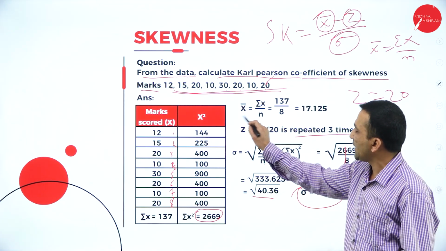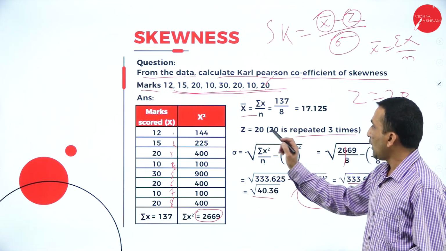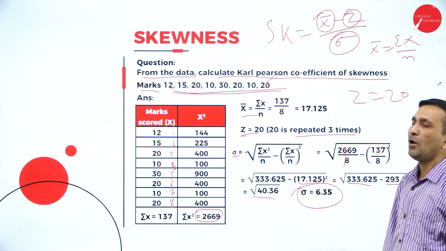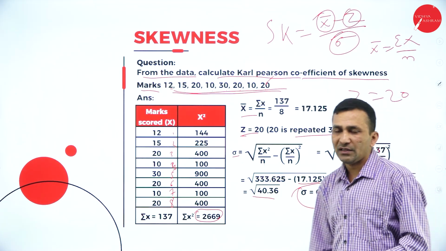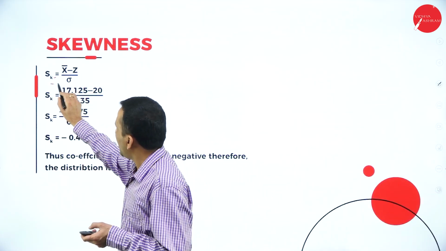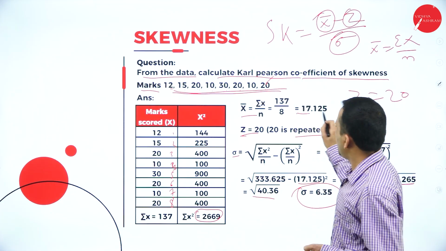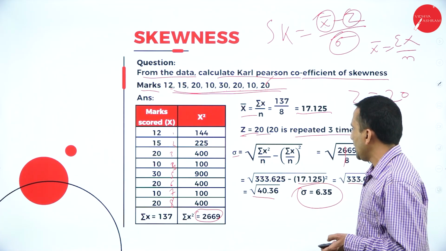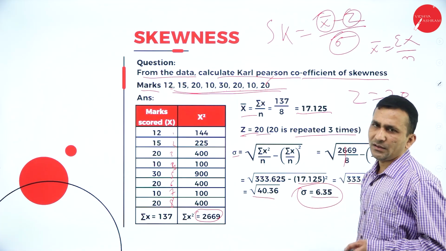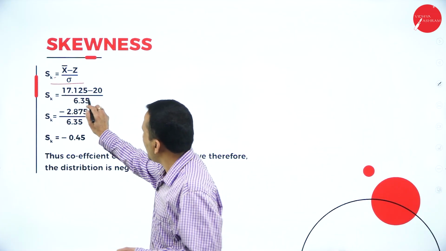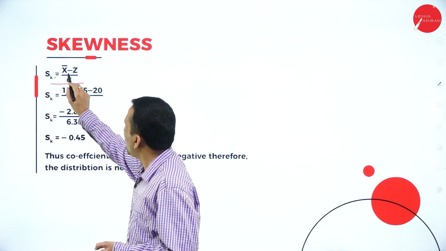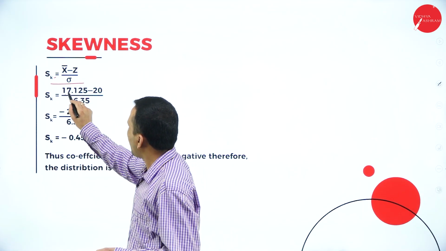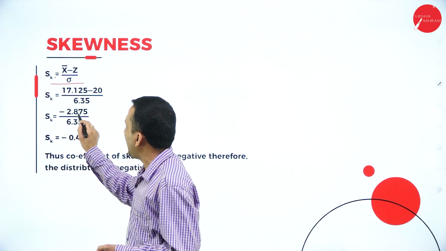Now we got the x bar value according to the formula. We have identified 20 is the mode, and the standard deviation we got is 6.35. Now we need to simplify this formula. I have written the formula one more time: x bar is 17.125, mode 20, standard deviation 6.35. As it is I am writing. Now we need to simplify one by one. From the x bar value I need to subtract the mode value. After subtraction I am getting minus 2.875.